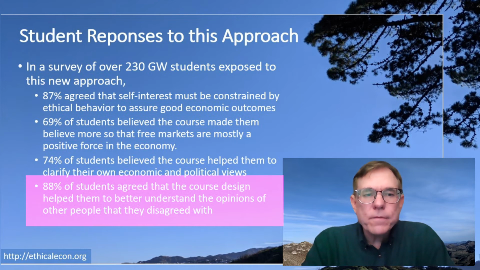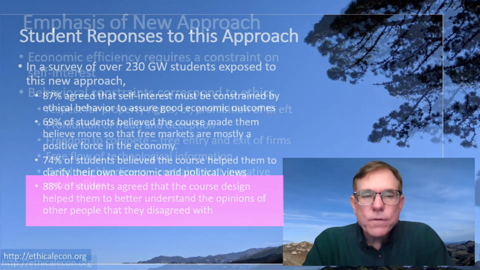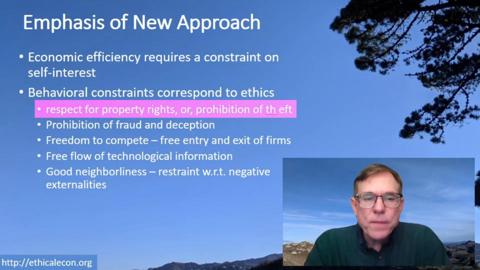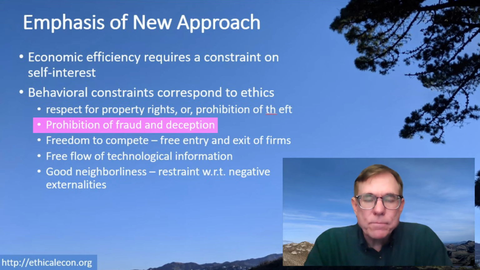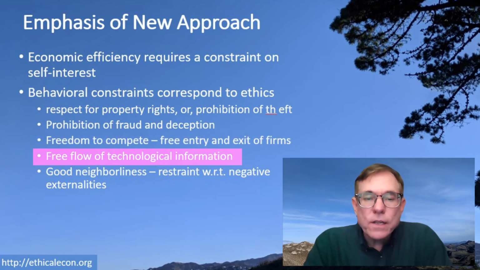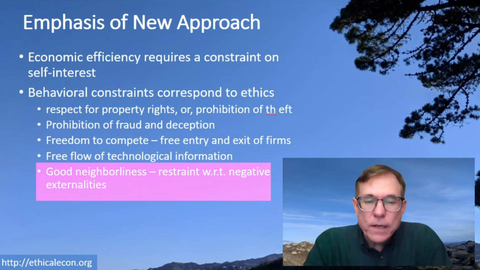Next, let me highlight some of the features of this new approach. First, this new approach demonstrates that the self-interest motivation of economic agents must be constrained in order to generate economically efficient outcomes. Now, these constraints on behavior typically correspond to ethical behavior. For example, a respect for property rights implies a prohibition of theft. There's also an assumed prohibition of fraud and deception. There's an assumption about freedom to compete, free entry and exit of firms, free flow of technological information, and also good neighborliness, to name just a few.